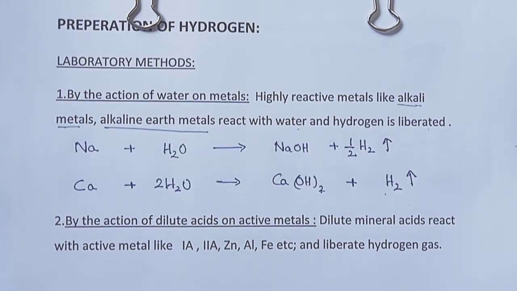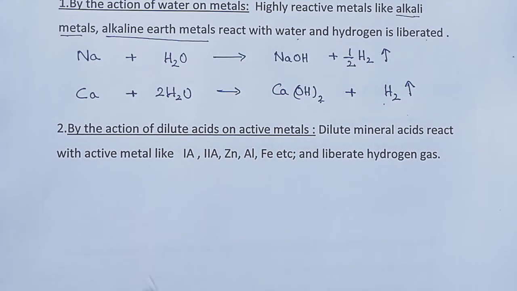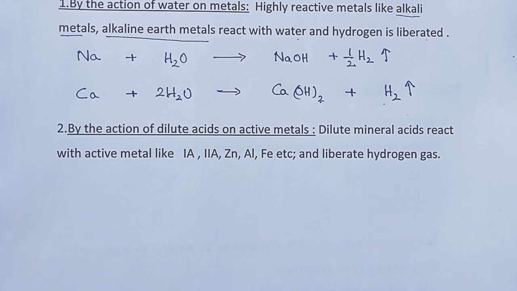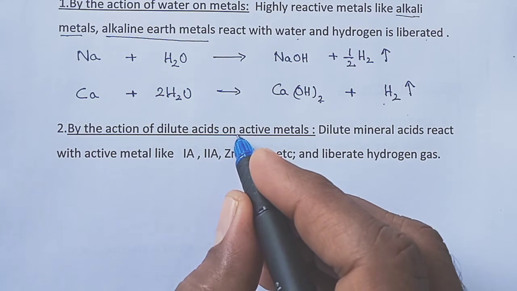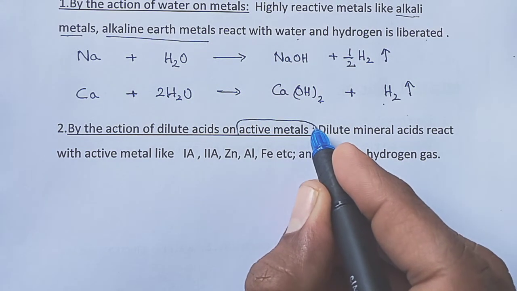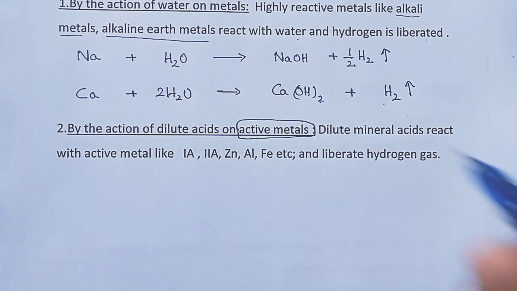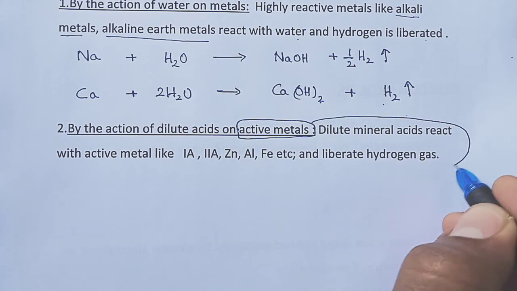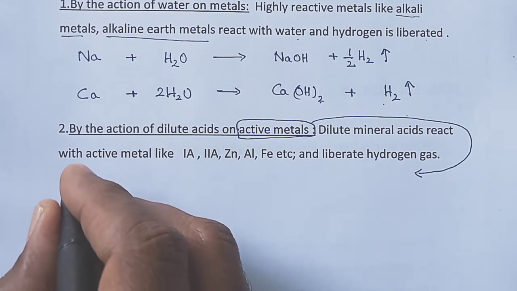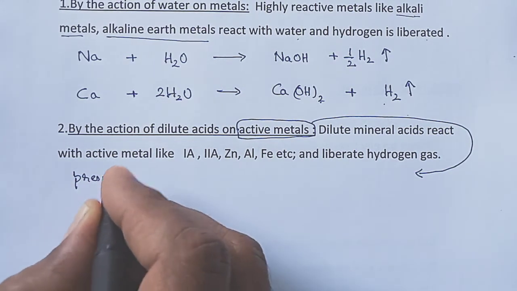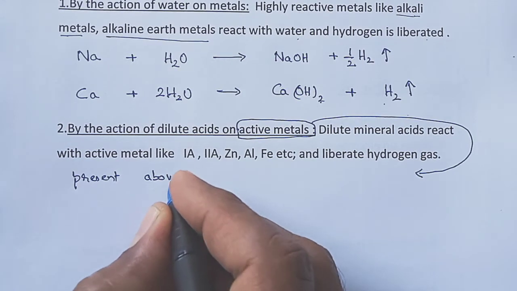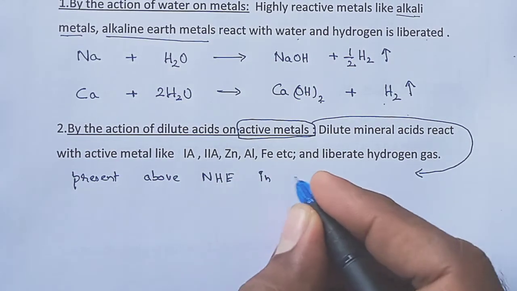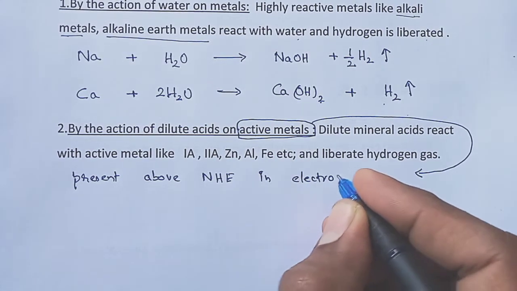Now second method, by the action of dilute acids on active metals. Here we are writing the word active metals. What are active metals? Active metals are the metals which are present above normal hydrogen electrode in electrochemical series.